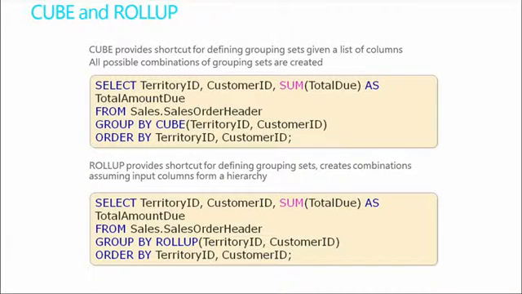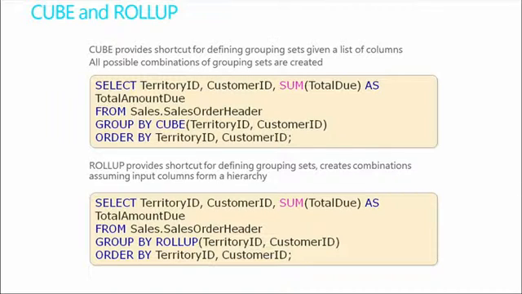CUBE and ROLLUP provide a shortcut for defining these grouping sets. CUBE creates all possible combinations of grouping sets. In this case, we're doing a select TerritoryID and CustomerID, again a sum for total due, and we're going to query the SalesOrderHeader table. We're going to GROUP BY, where you throw in the word CUBE, again TerritoryID and CustomerID, and then we're going to order it by TerritoryID and CustomerID.